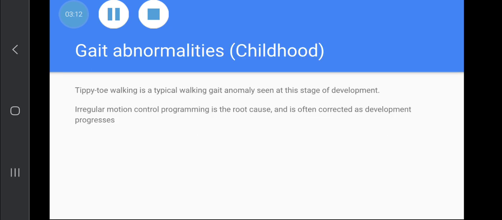Children first achieve a gait pattern that is closer to normal, after which they are able to change directions more easily. Gait abnormalities, childhood. Tiptoe walking is a typical walking gait anomaly seen at this stage of development. Irregular motion control programming is the root cause and is often corrected as development progresses.